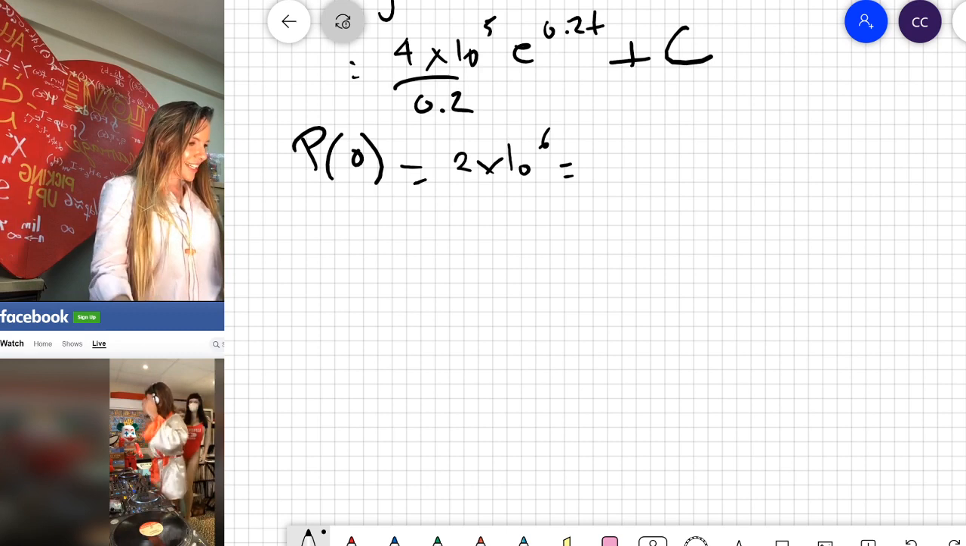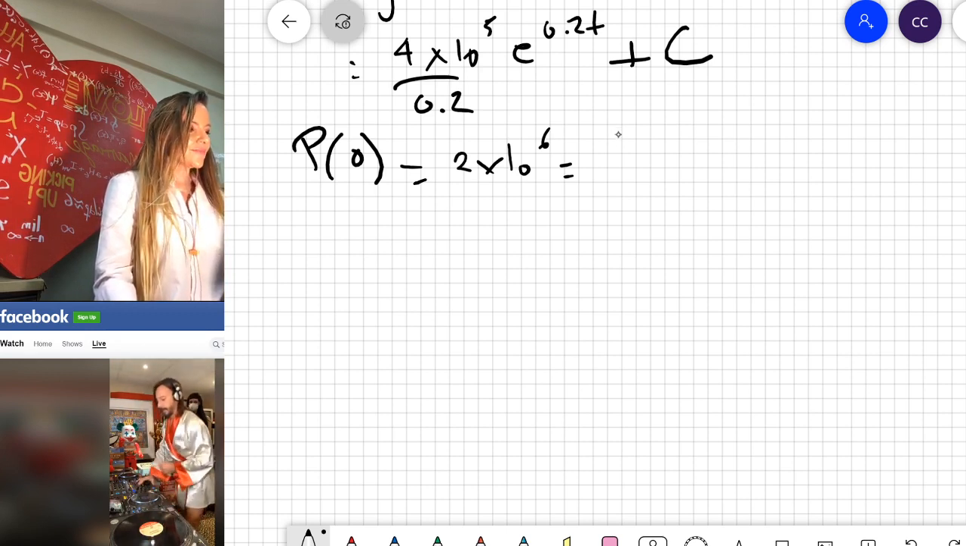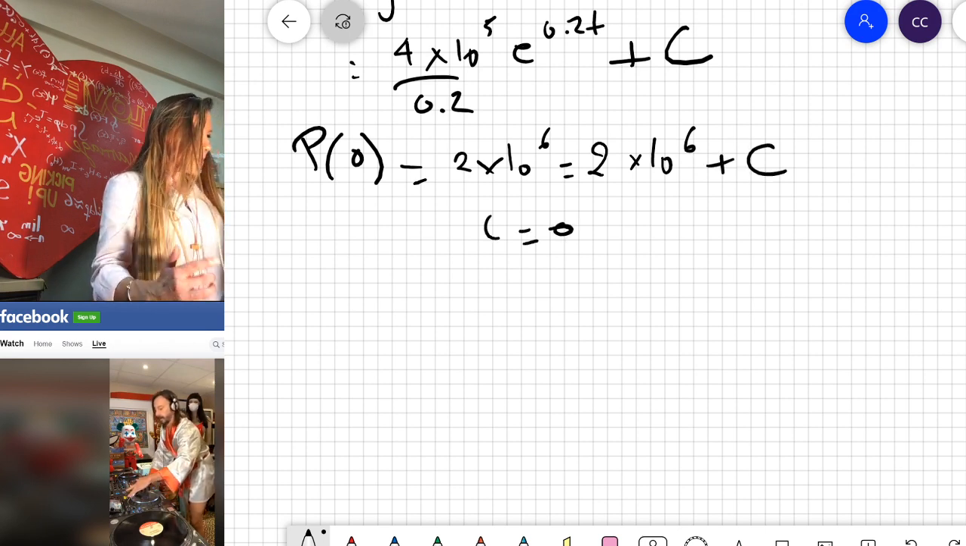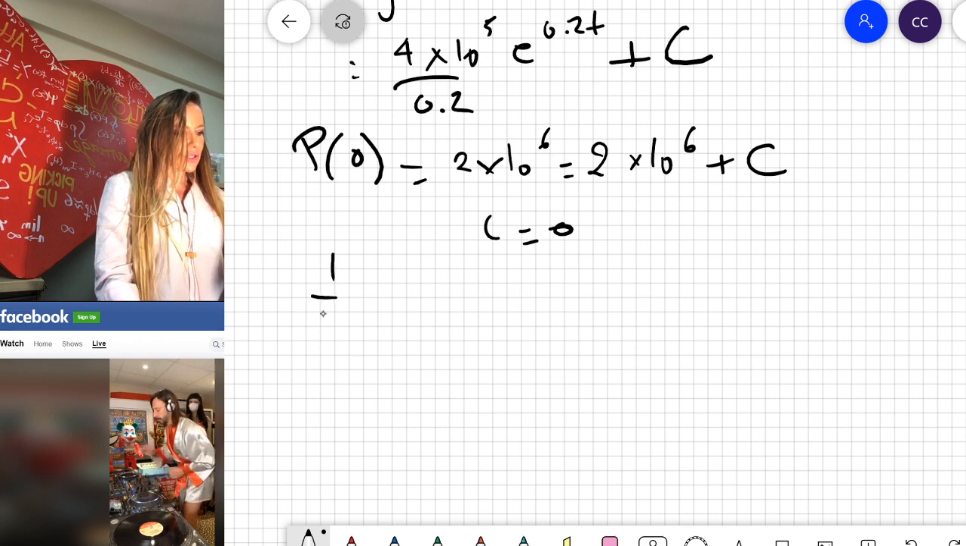Okay, 20 is 2 times 10. So, the integral that we need.